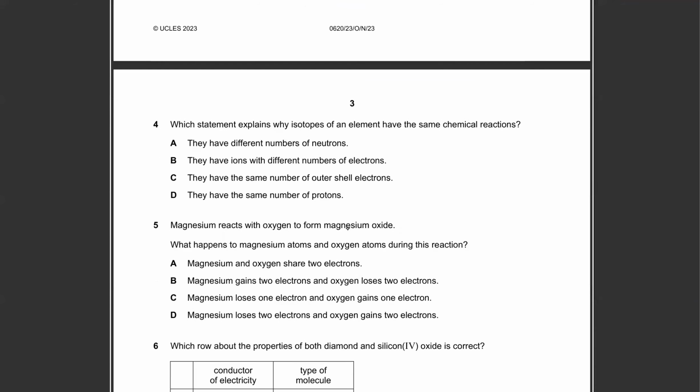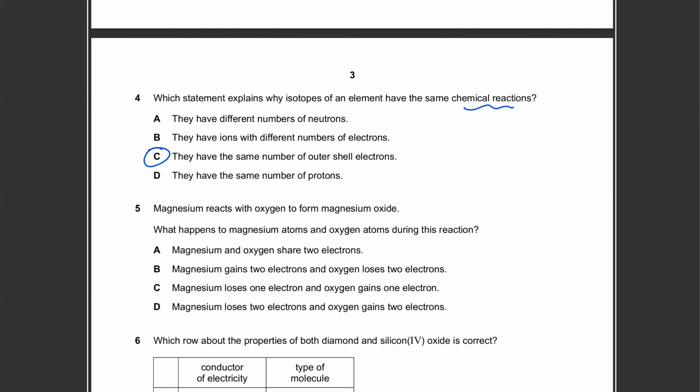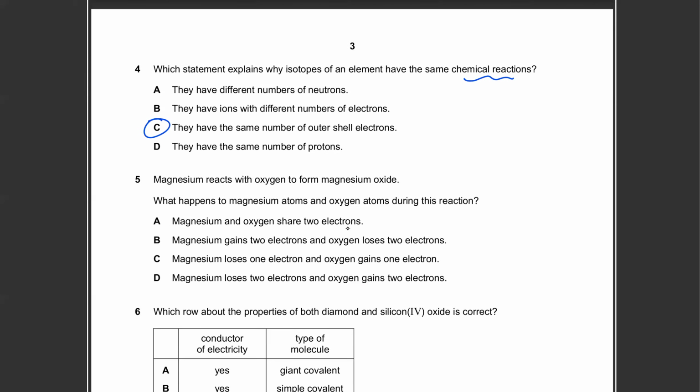Which statement explains why isotopes of an element have the same chemical reactions? Why do they have the same chemical reactions? B. No, C. It's because they have the same number of outer shell electrons, the same electronic configuration basically.